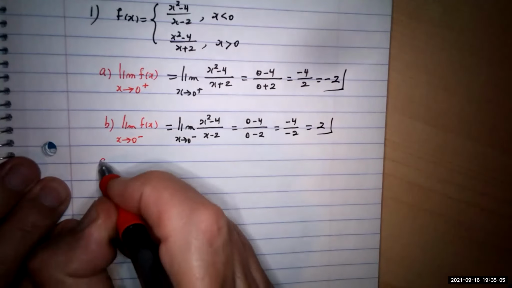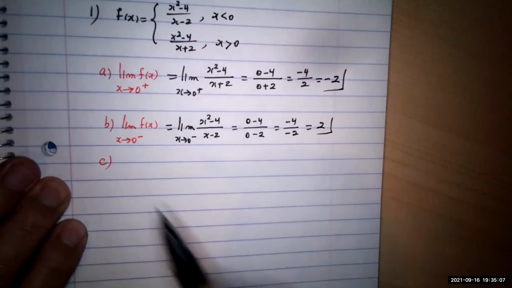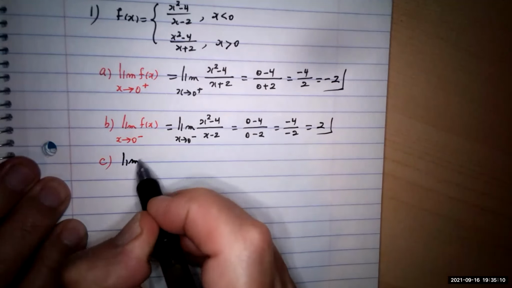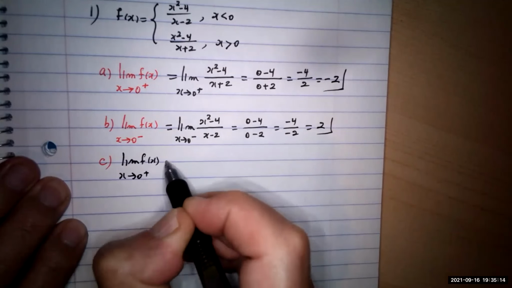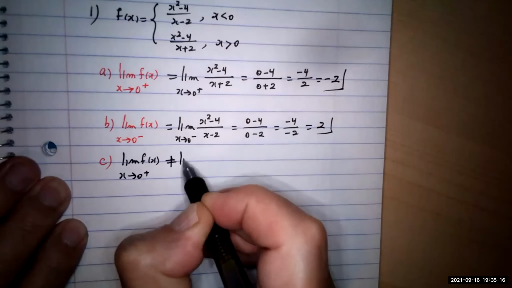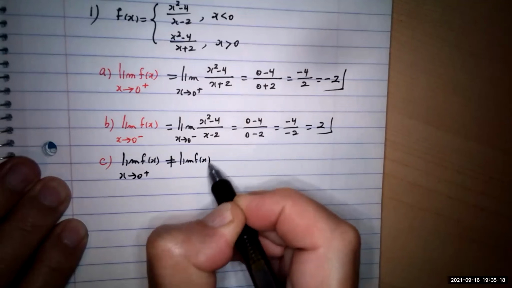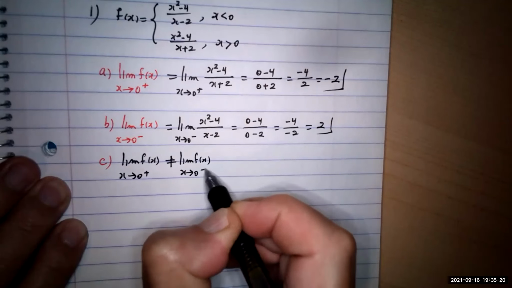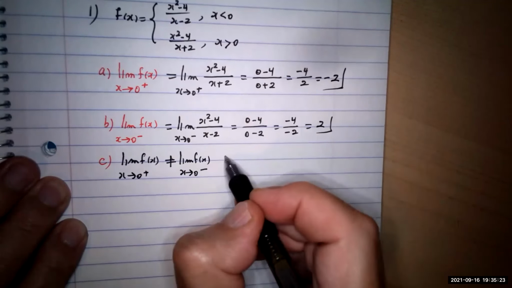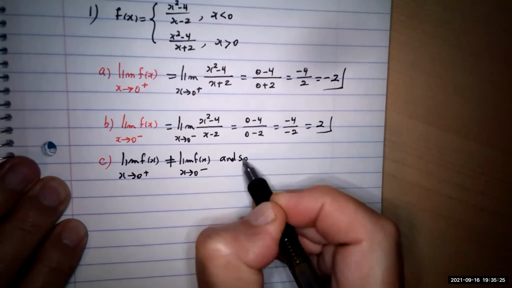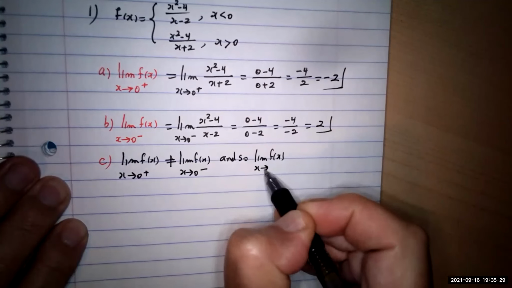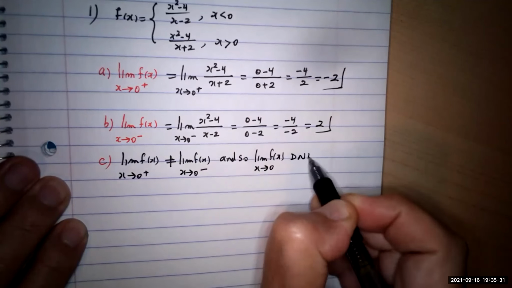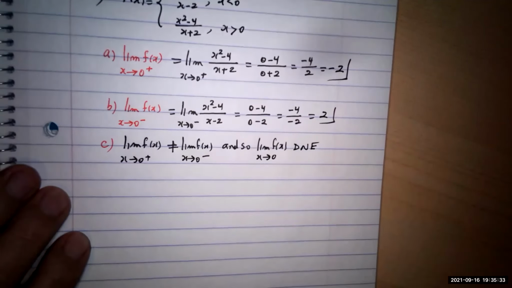So for part C, again, you explain it. You explain that the limit of f of x as x goes to 0 positive is not equal to the limit of f of x as x goes to 0 negative, and so the limit of the function at 0 does not exist. So that's how you answer part C. Any question?